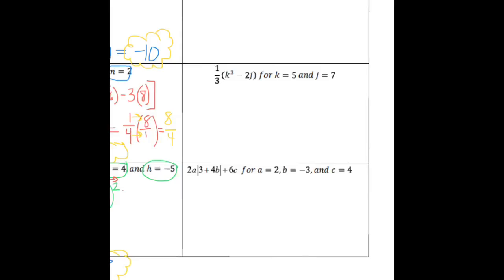I want to remind you about absolute value. If something is inside of absolute value signs, it ends up equaling a positive. So whether I have a -4 inside of the absolute value or a +4, the end result is 4.